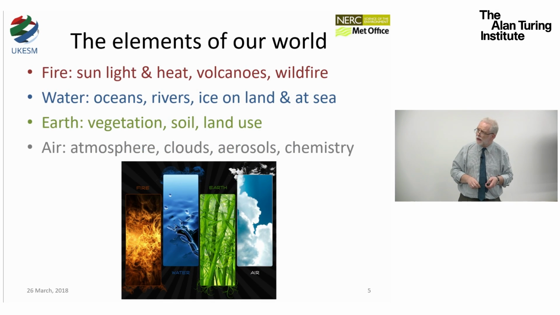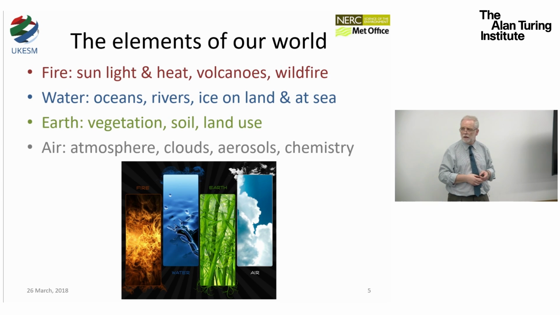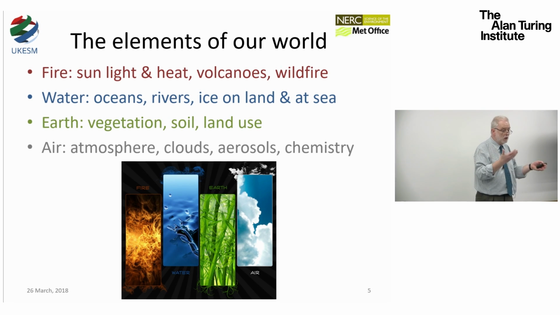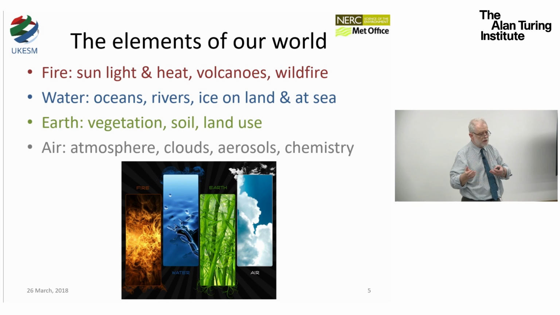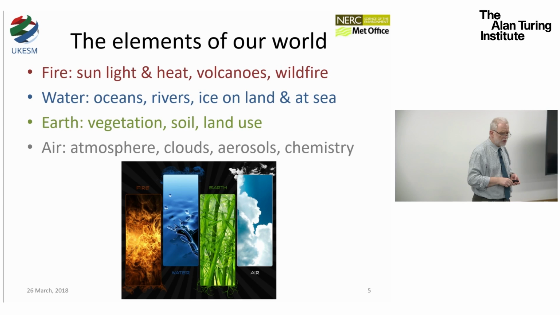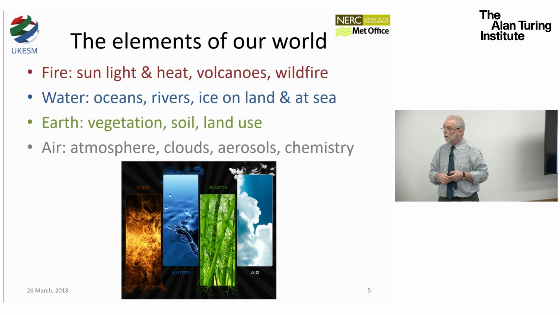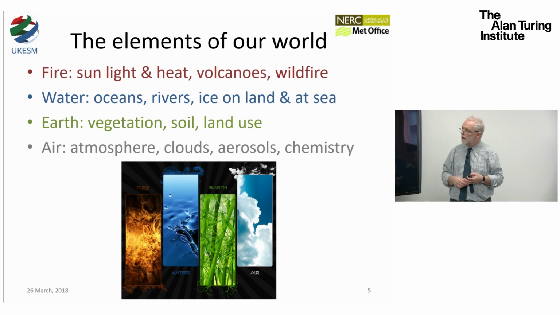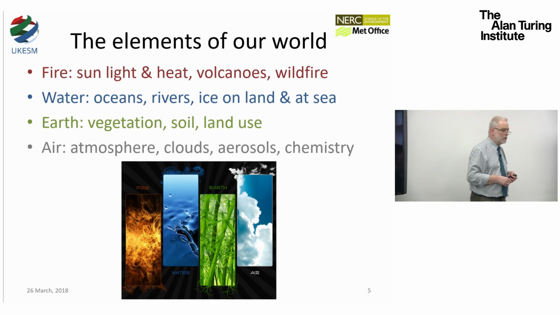So if you look at the way in which we can model the world, and we think about it in those categorisations in terms of fire, we want to look at modelling processes for the sunlight and heat on the surface of the earth, volcanoes, wildfire. The water is the oceans and the rivers and the ice in different forms. The earth is the vegetation and the soil and the land use, and the air is all the stuff that's happening above the ground, the atmosphere, clouds, aerosols, and the atmospheric chemistry and stuff like that.